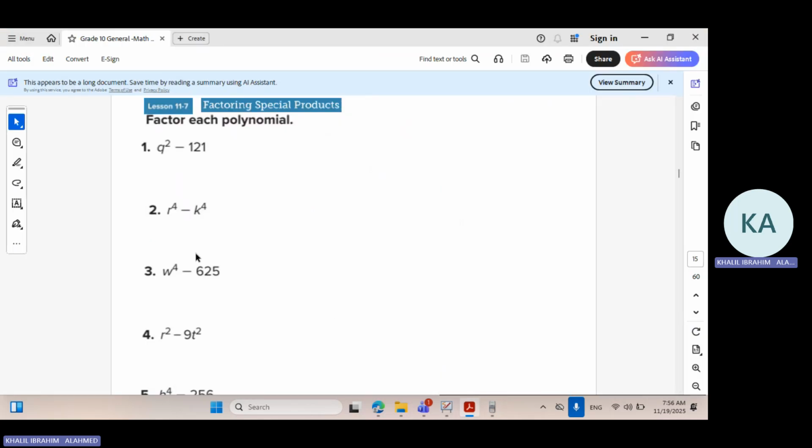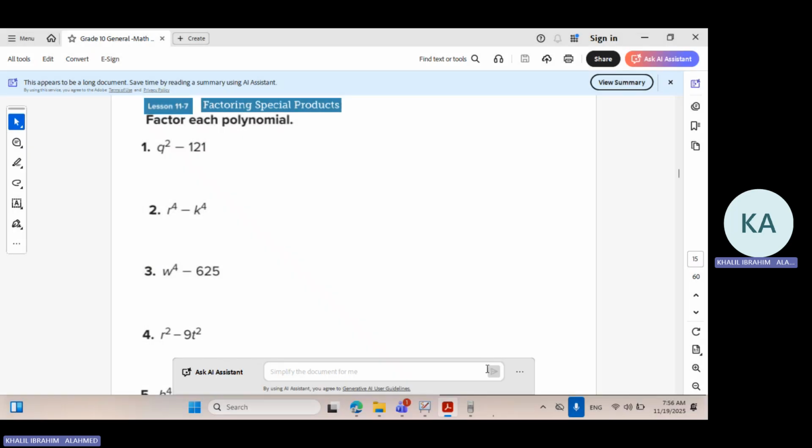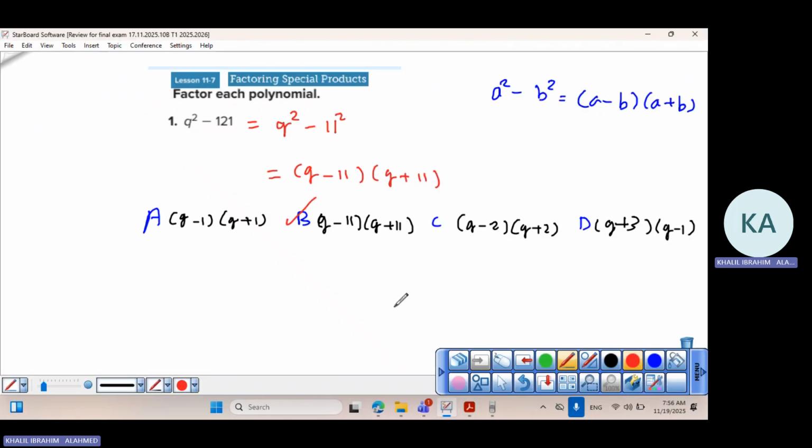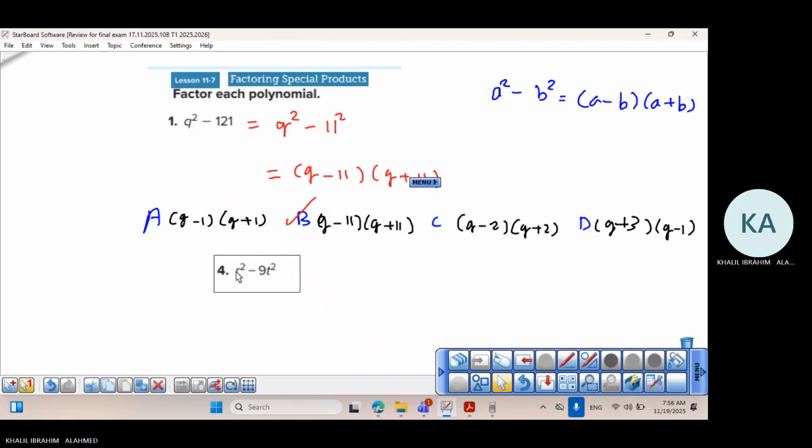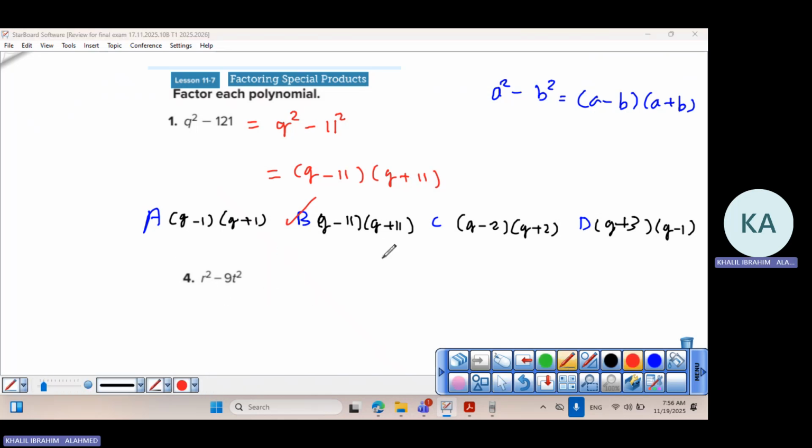As you see, question 4. Yes, question 4. In the same way, as you see here, how to solve it? I think this is in the same way equals R minus 3t, okay, times R plus 3t. Yes, that's it. The question comes in the final exam as multiple choice, A, B, C.